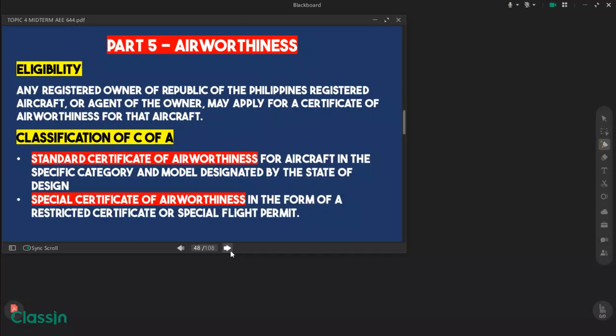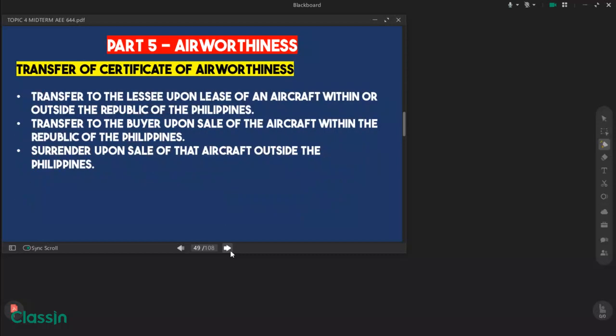So we have the classification of C of A, or what we call the certificate of airworthiness. So we have the standard certificate of airworthiness for aircraft in the specific category and model design. And we have the special certificate of airworthiness. So pag special, we have the special flight permit natin. Okay?